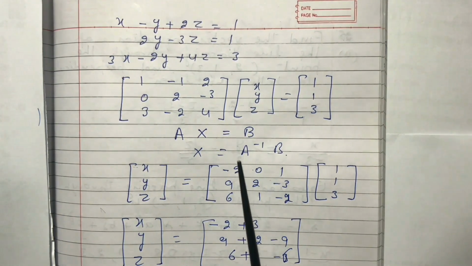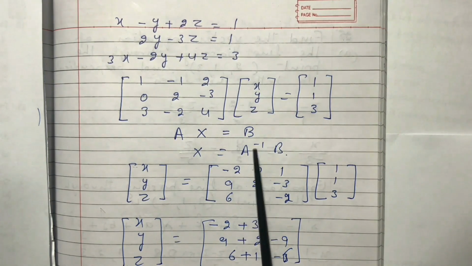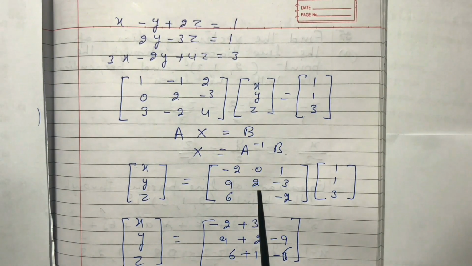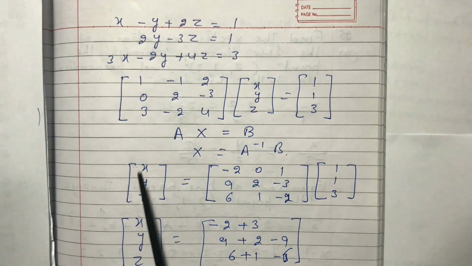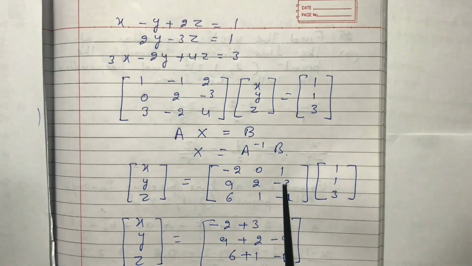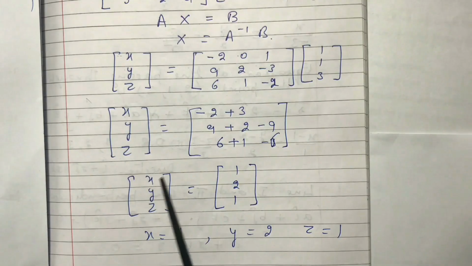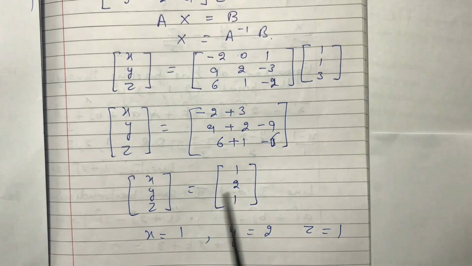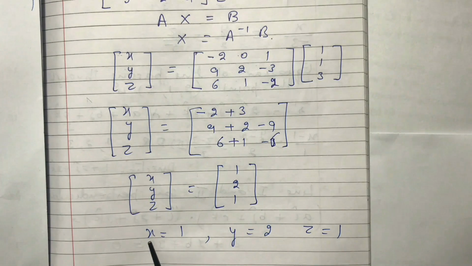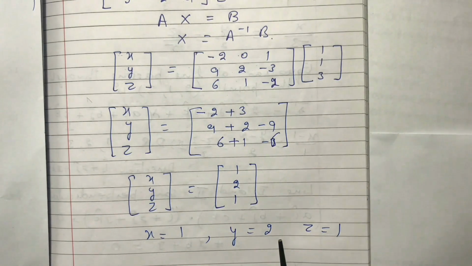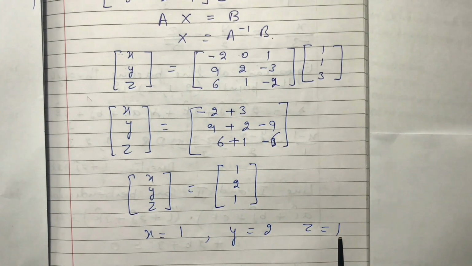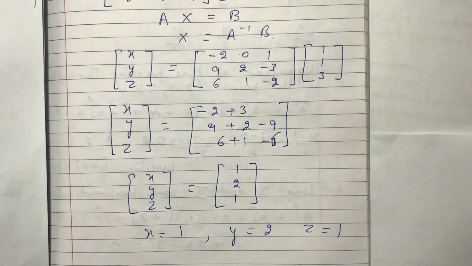So हमने अभी A inverse फाइंड कर लिया है, तो आप उसकी वैल्यू यहाँ पर लिखोगे. It means I have x, y, z, this matrix and 1, 1, 3 here. Multiply these two matrices, I'll get this. Now x, y, z is equal to 1, 2, 1. It means value of x is 1, value of y is 2, value of z is 1. So that is the answer.